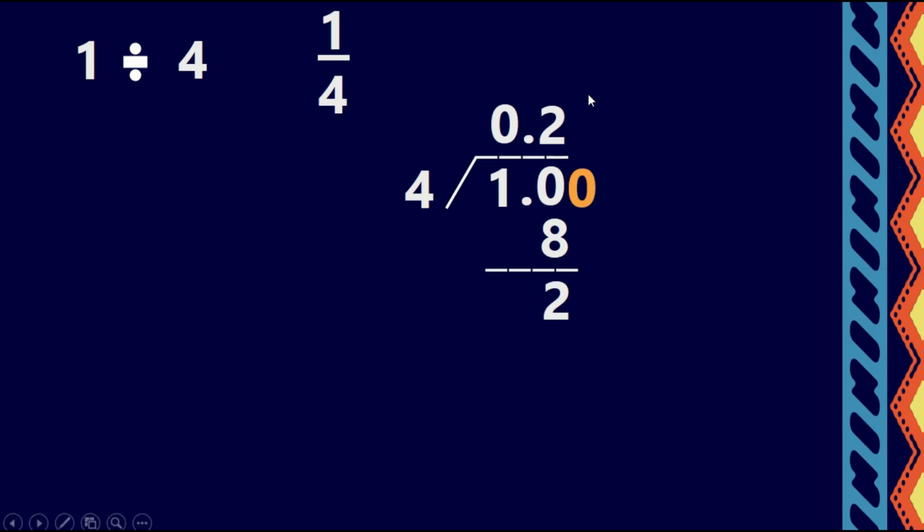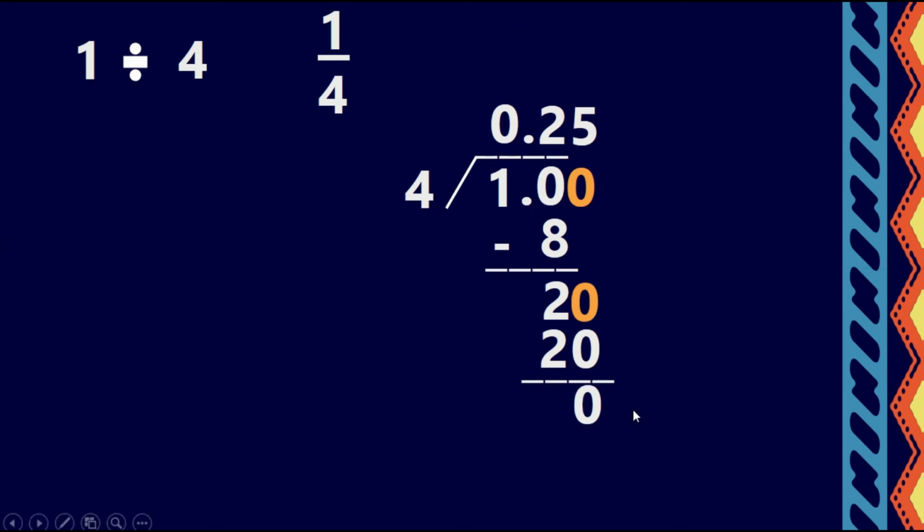So you add another 0. Since the answer for your difference is not yet 0, you will bring it down. So 20 divided by 4, we have 5. 5 times 4, we have 20. 20 minus 20, we have 0.